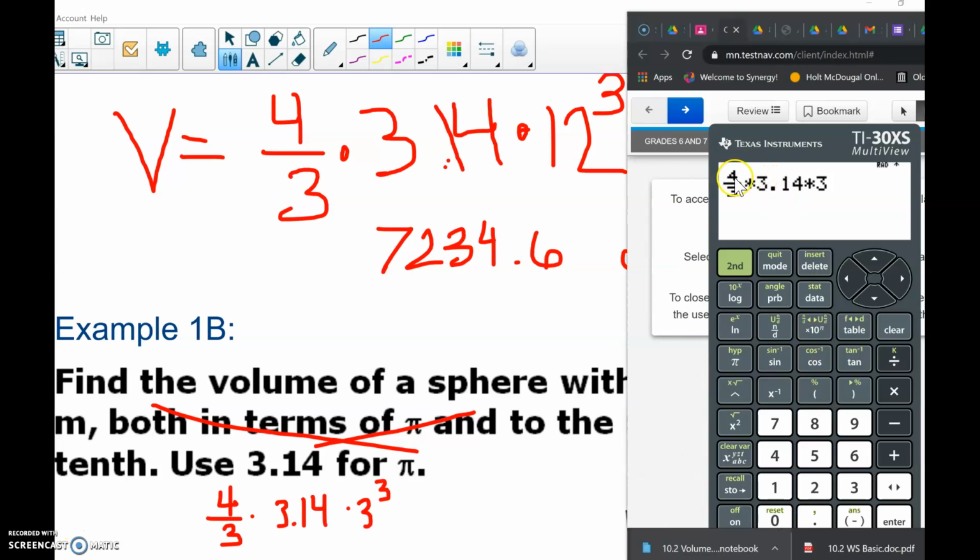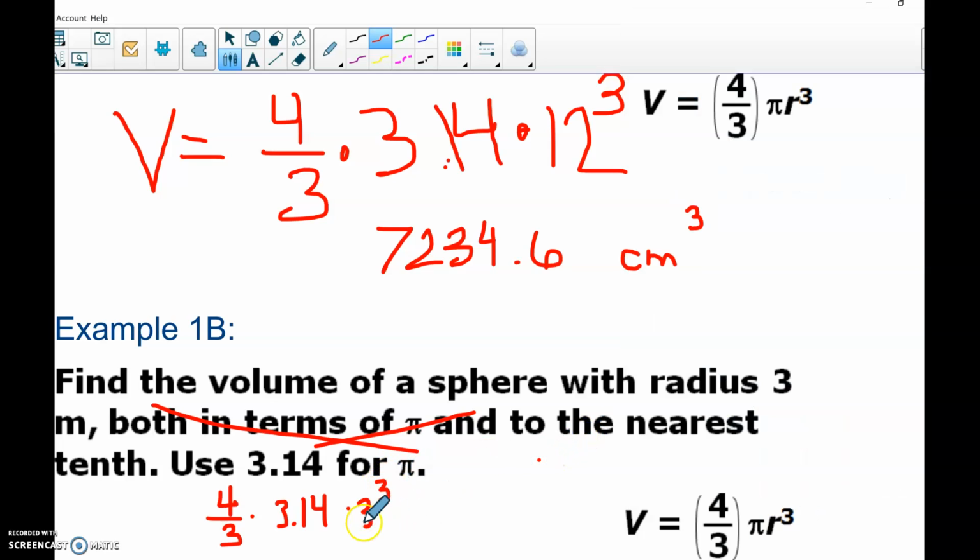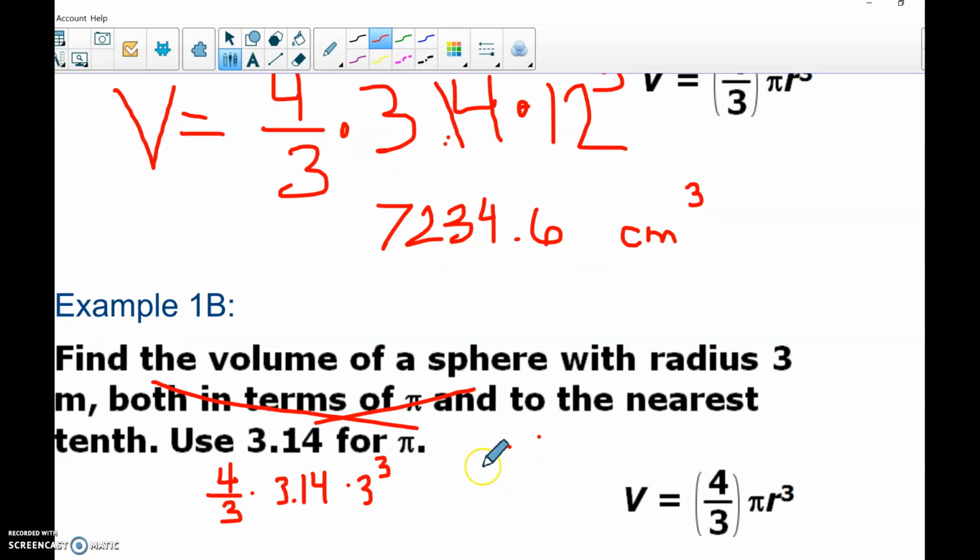Alright, so I have some of it typed in here, 4/3 times 3.14 times the radius, which is 3, to the third power. And you should have gotten 113.0 if you round it to the tens place. And that would be in meters to the third power, or meters cubed. Okay, if you got that right, you are awesome. If you're struggling, we can talk about this tomorrow, but just remember that you multiplied to the third power. Not times 3, it's 3 times 3 times 3, which is 27.